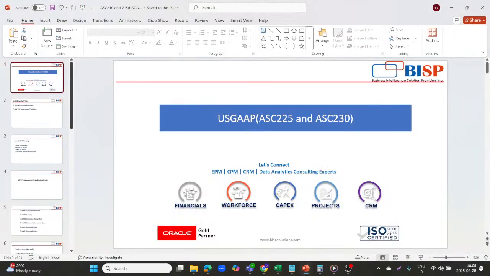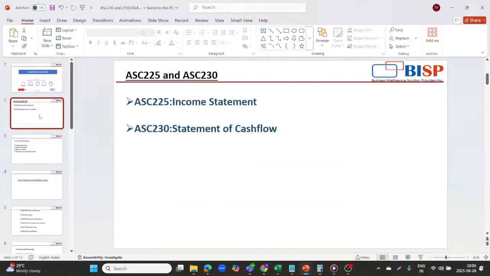Okay, so today we are going to see, under US GAAP, Accounting Standard Codification 225 and Accounting Standard Codification 230. Accounting Standard Codification 225 stands for Income Statement, and Accounting Standard Codification 230 stands for Statement of Cash Flow. So, income statement, let's get started with the first, Accounting Standard Codification 225.